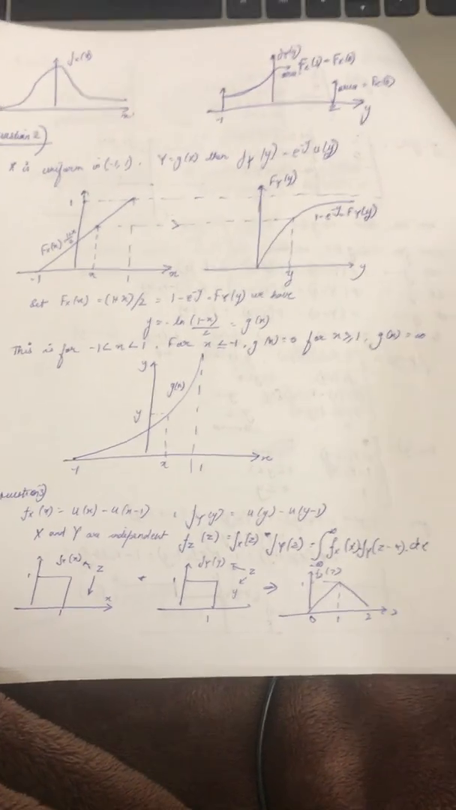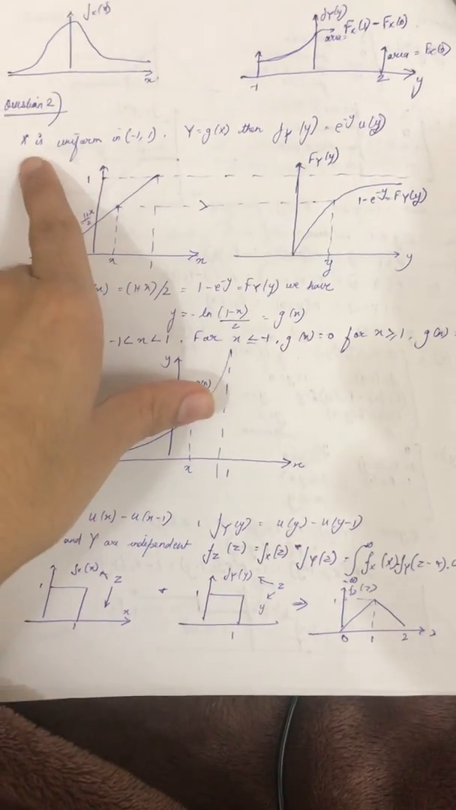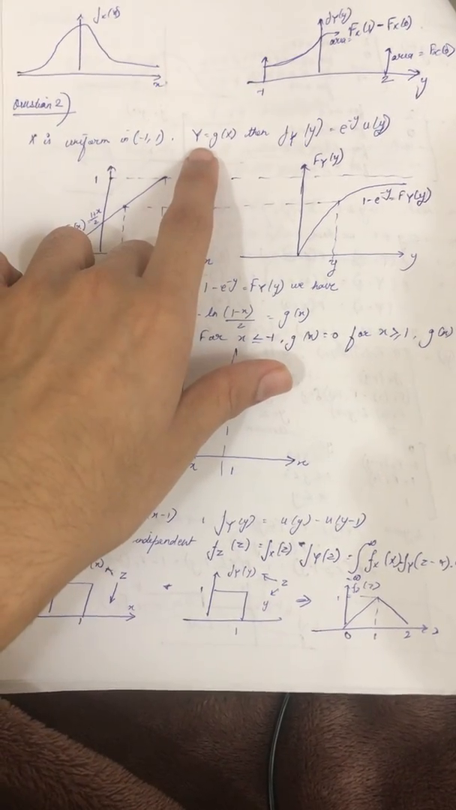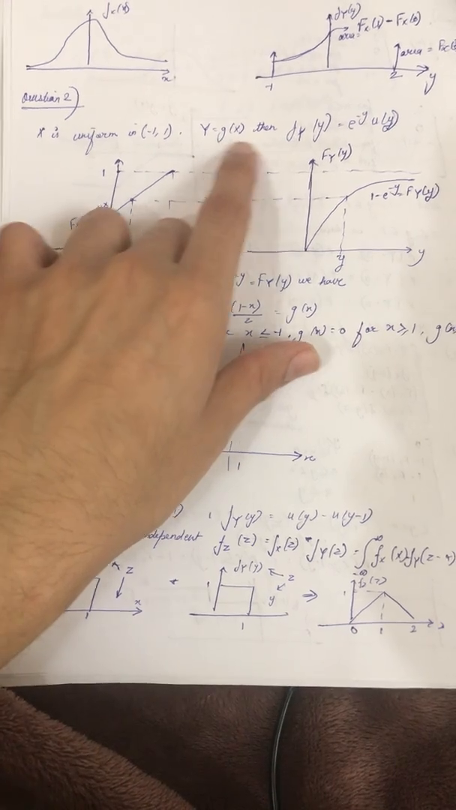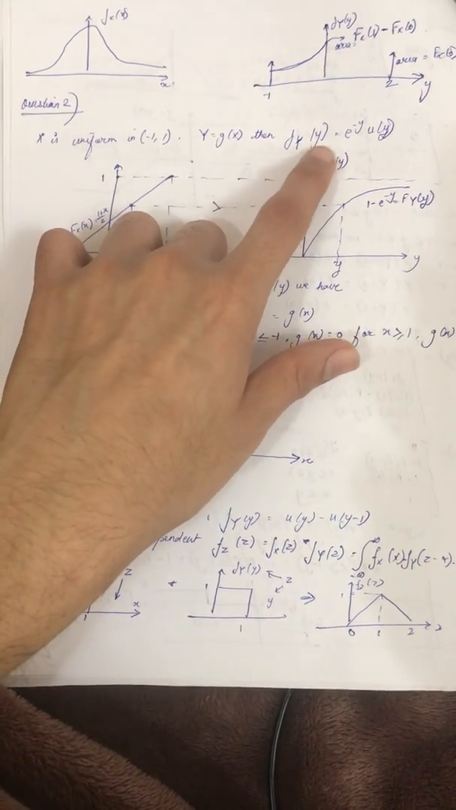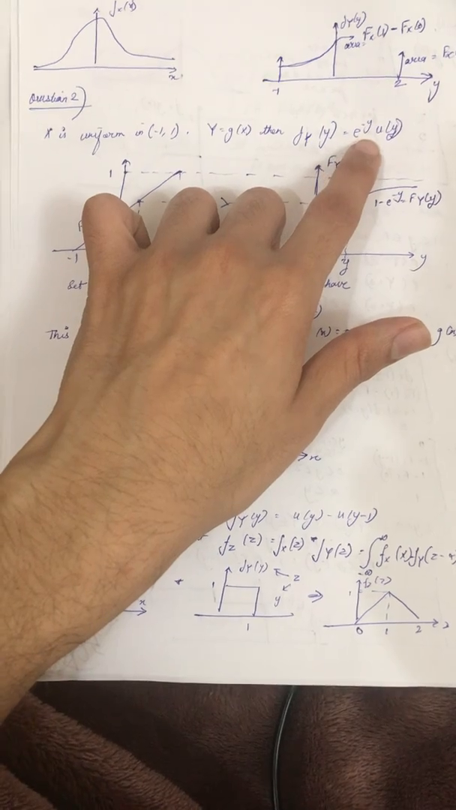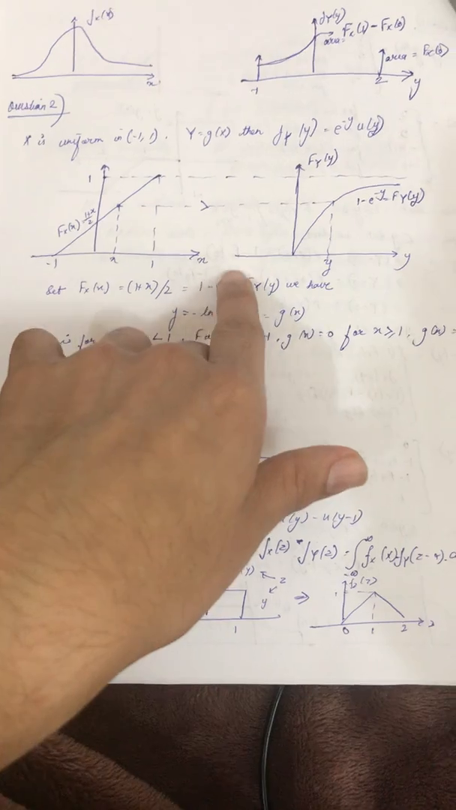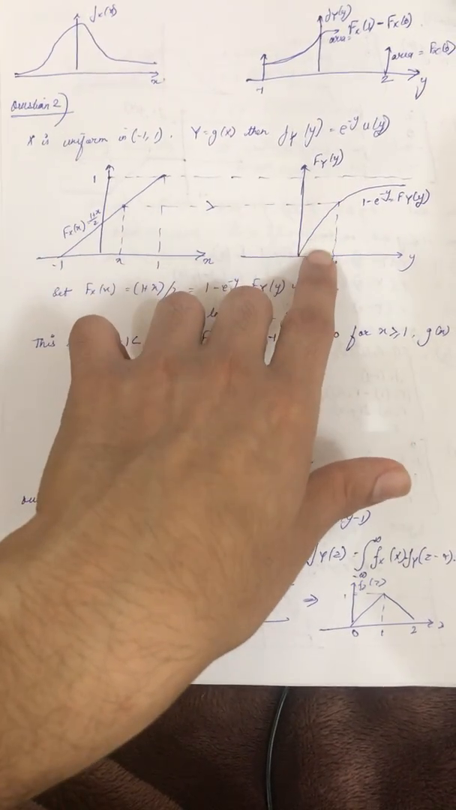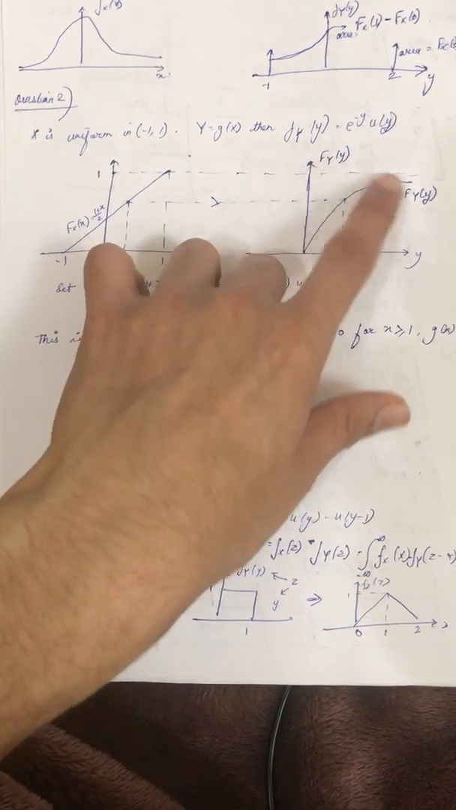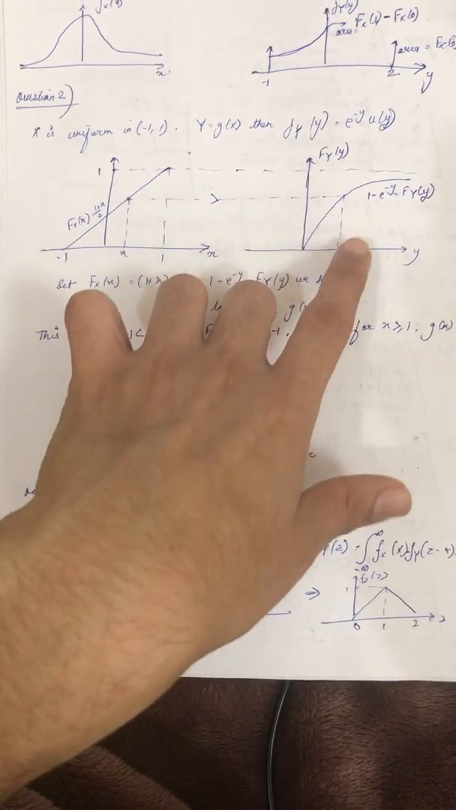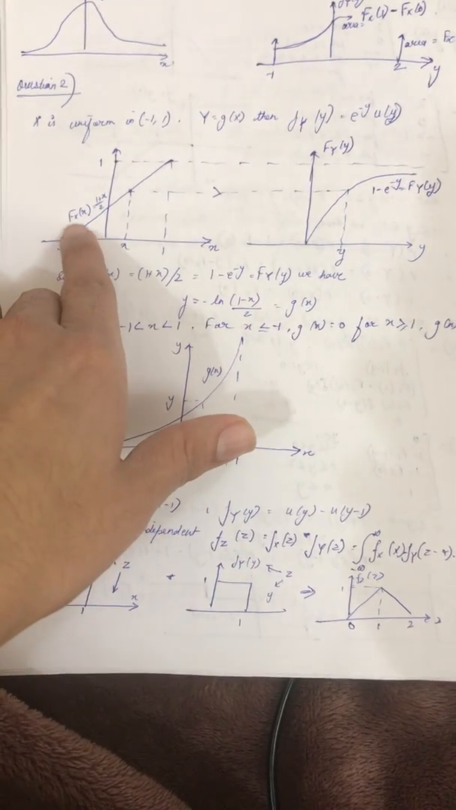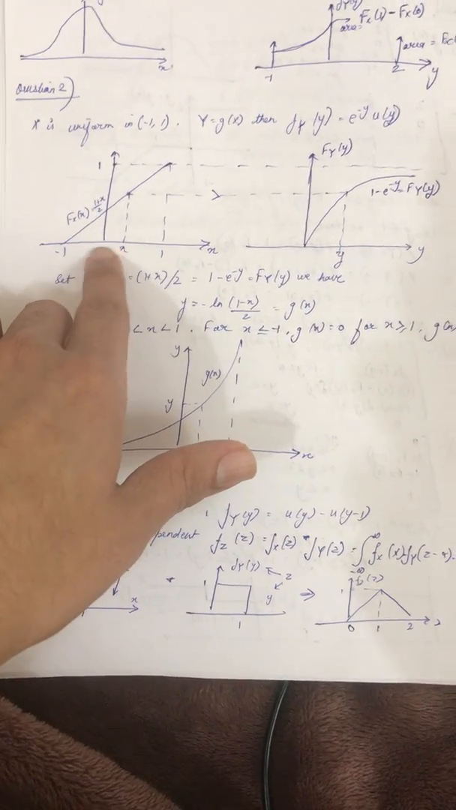So here we go. As we are given in the question, X is uniform in the range -1 to 1. Y is equal to g of X, then the value of small f_Y of y will also be equal to e to the power minus y u of y. So making a graph out of it, when we calculate the capital F_Y, we will get this curve. We'll also get the capital F of y.